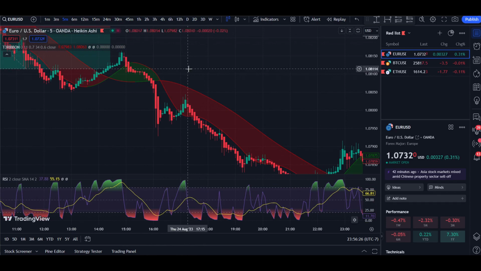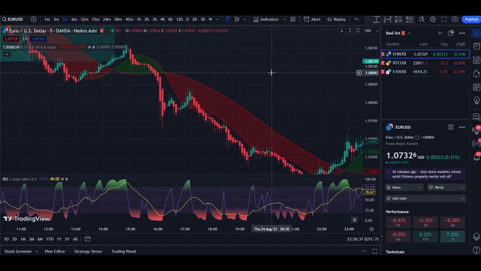Again, this is a trending type of strategy. So if you see it's going down, it's likely to continue in that direction, especially if you're trading on a 5-minute or the 1-minute time frame.